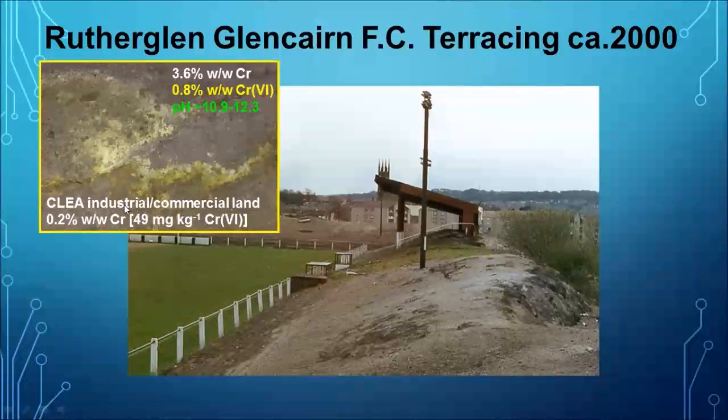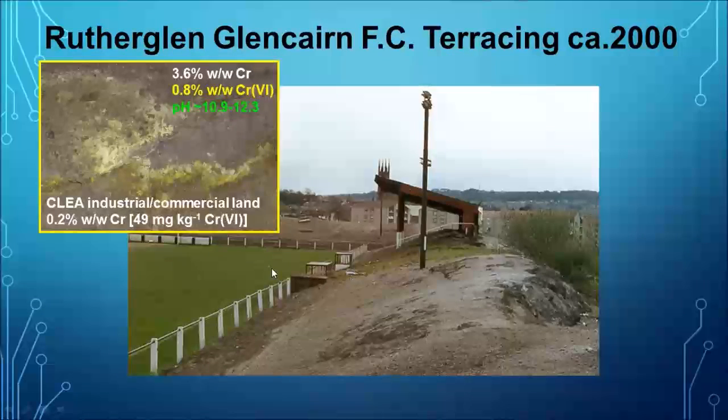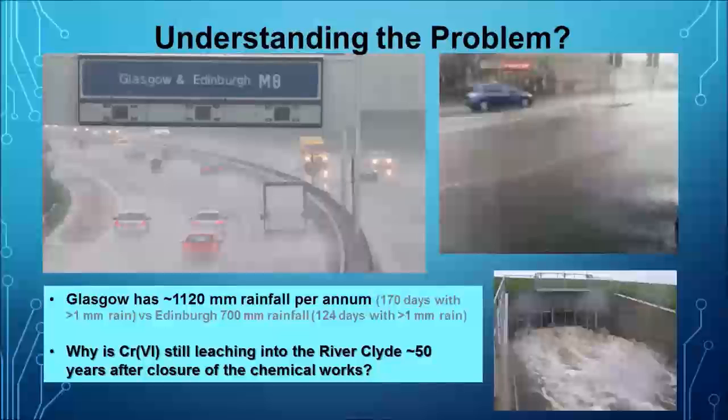And I just put down here a reminder of our indicative values for industrial and commercial land. The values will be 0.2% total chromium and only 49 milligrams per kilogram of chromium-6. Given that this is used by children for football, and they also play in this material, this represents quite a significant hazard and something that we need to think about: how long it's going to represent a hazard and what we can do about it.